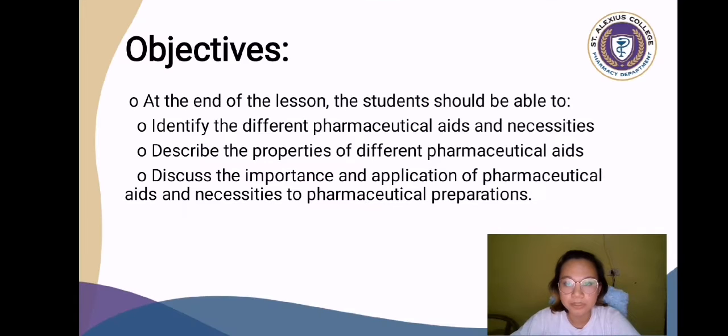First off, let me read to you our objectives. At the end of the lesson, the student should be able to identify the different pharmaceutical aids and necessities. Second is to describe the properties of different pharmaceutical aids. And lastly is to discuss the importance and application of pharmaceutical aids and necessities to pharmaceutical preparation.